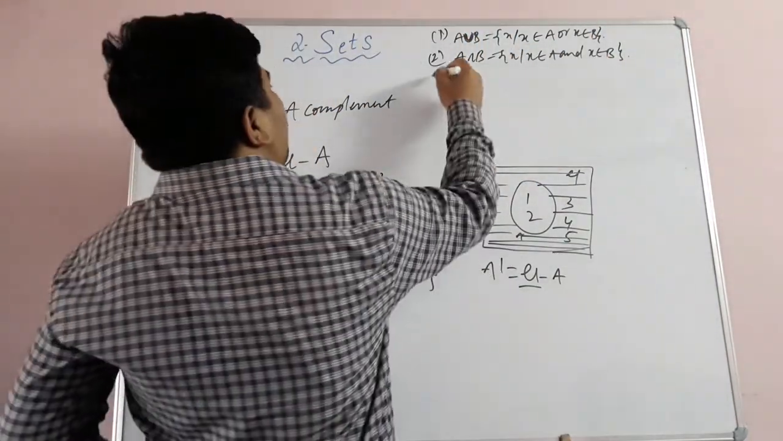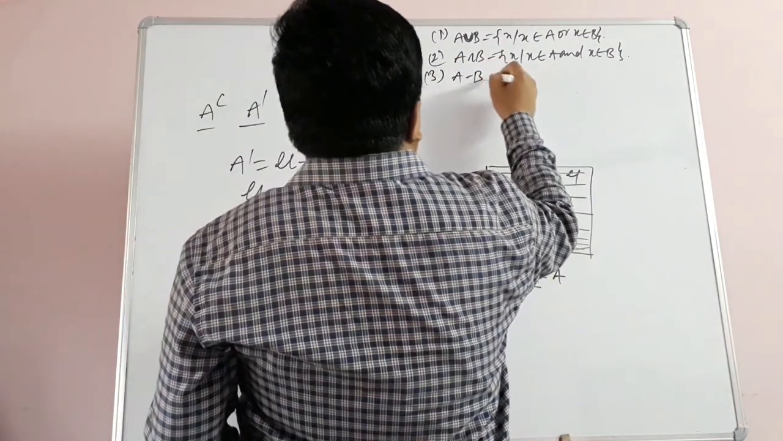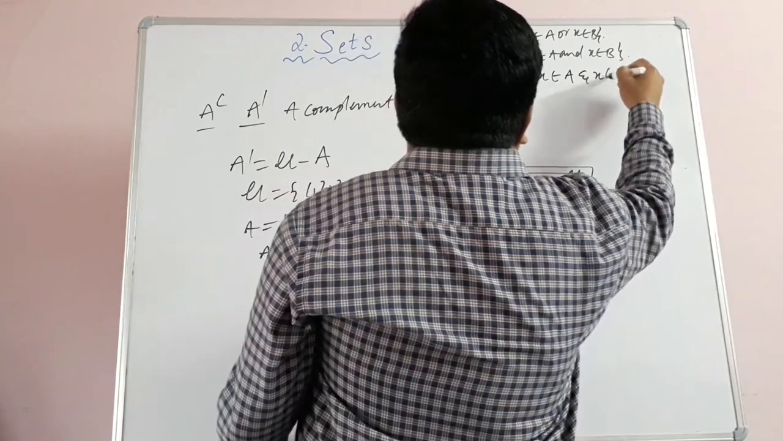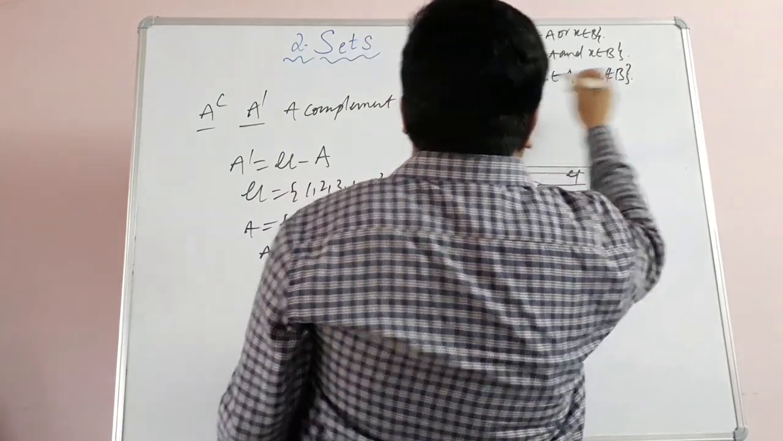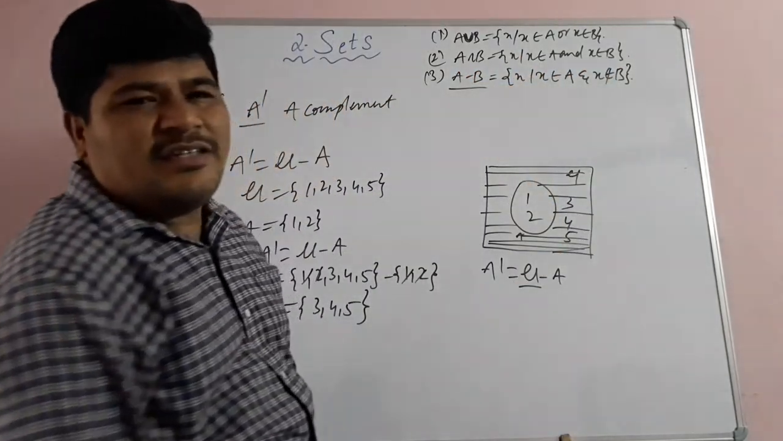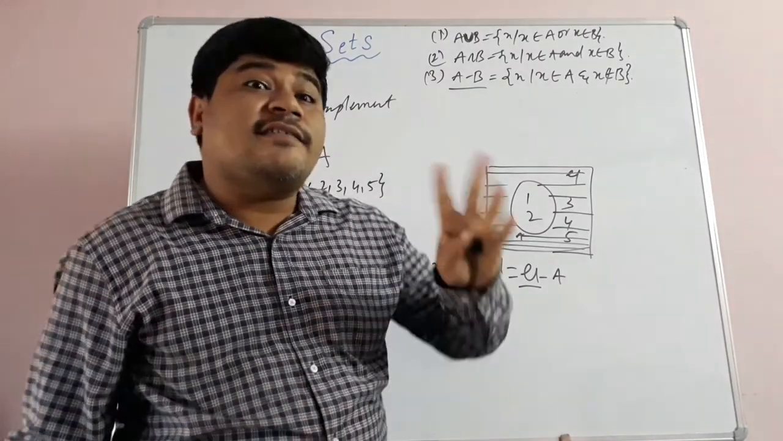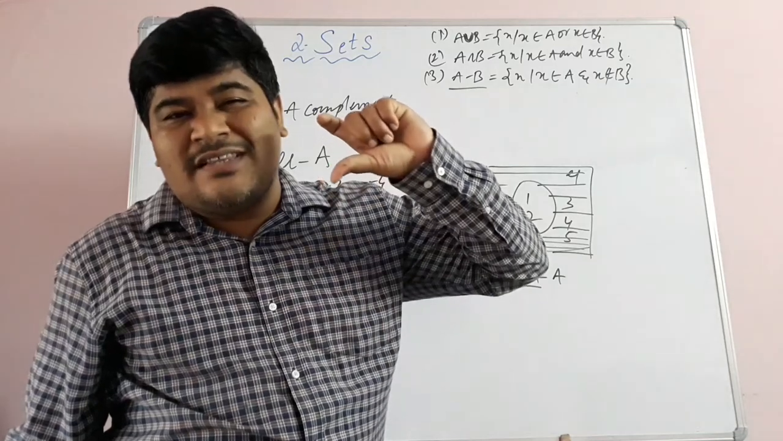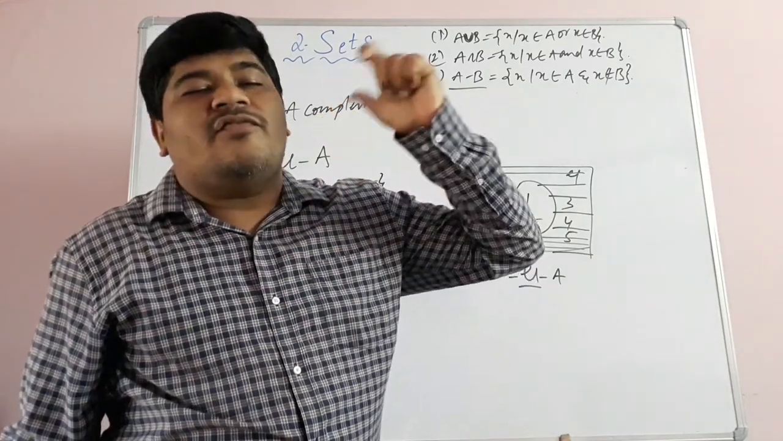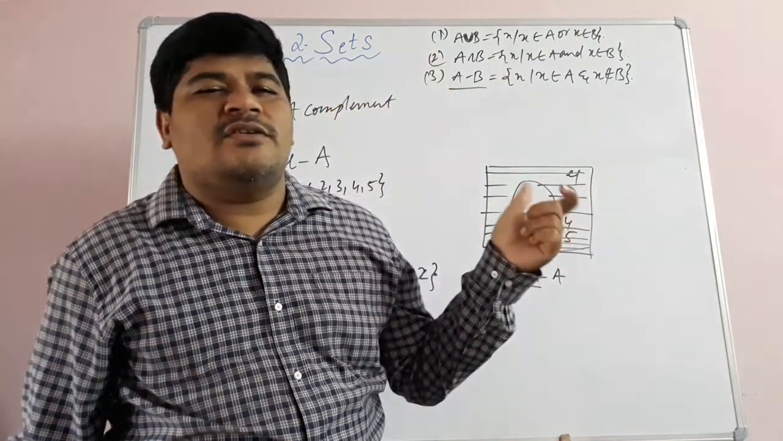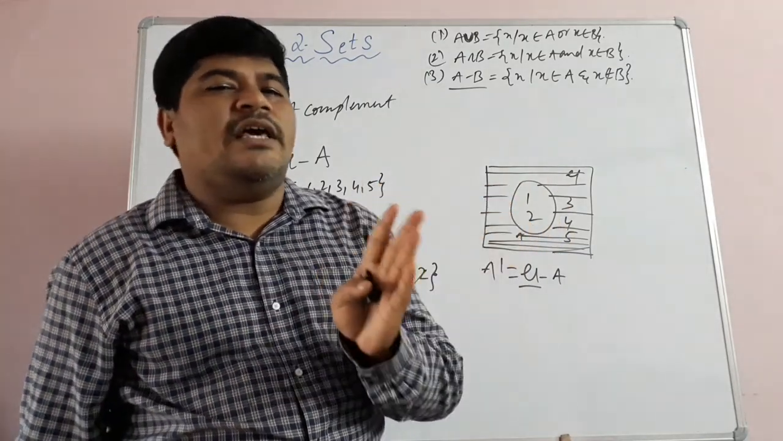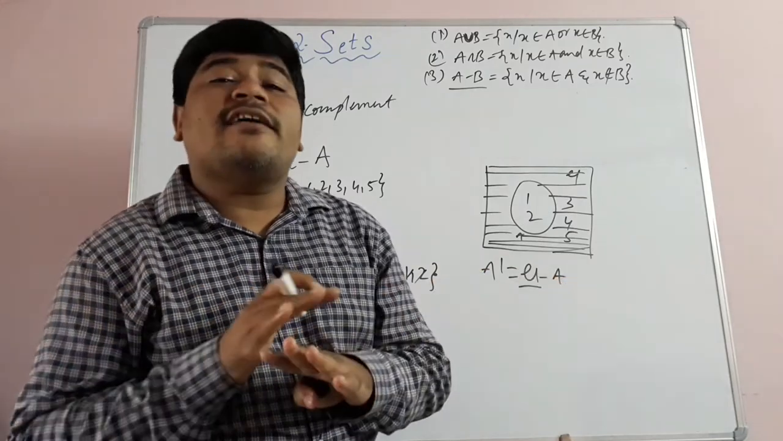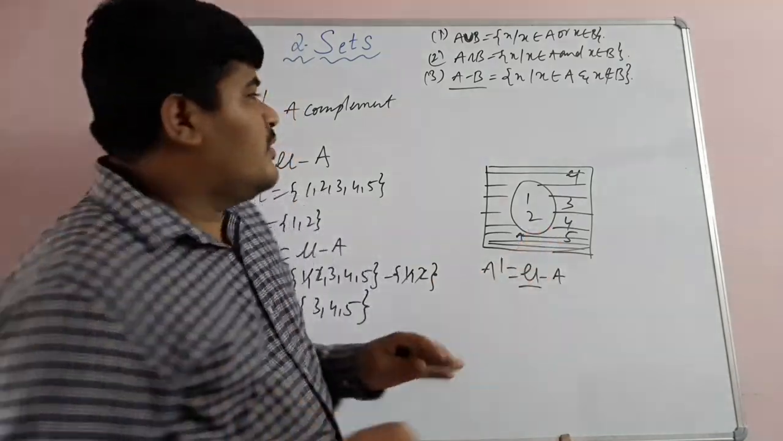Okay, next A minus B. A minus B means, children, x such that x belongs to A and x does not belong to B. Even the common elements, whatever the elements are there after the minus symbol, we never consider. A minus B means only A. B minus A means the same: x such that x belongs to B, x does not belong to A.